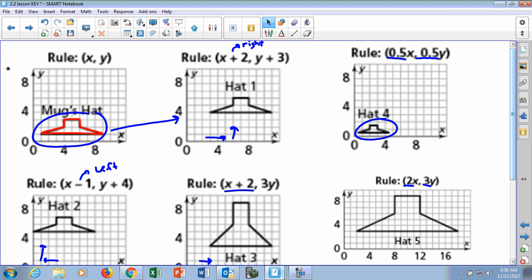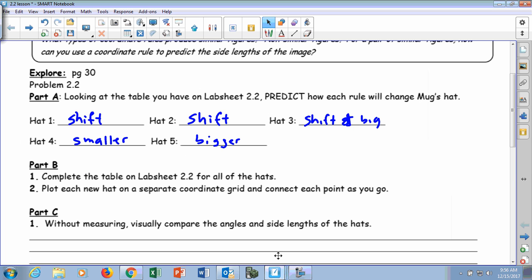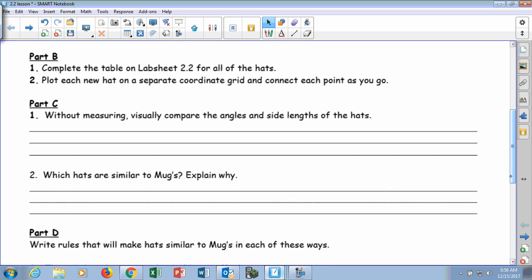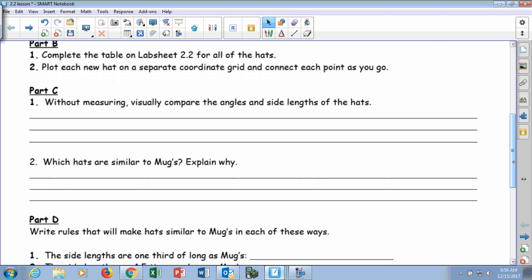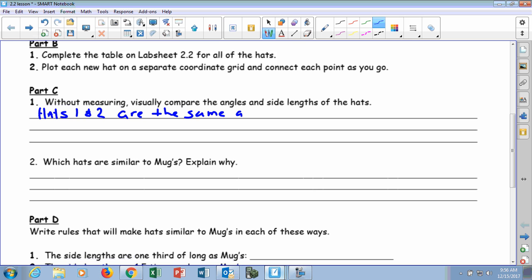All right, so let's go back to our sheet. So that was part B, basically. So it says, without measuring, visually compare the angles and side lengths to those of the hats. Well, hats 1 and 2 are actually the same as Mug's hats in terms of the sides and the angles. So hats 1 and 2 are the same as Mug's. And again, that's talking about just angles and side lengths, nothing else. Okay?